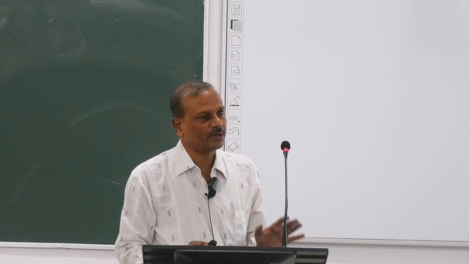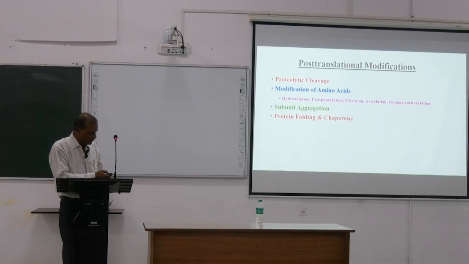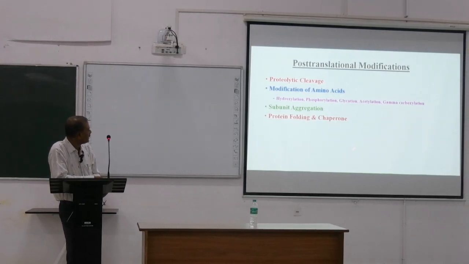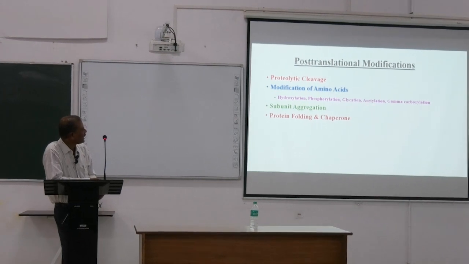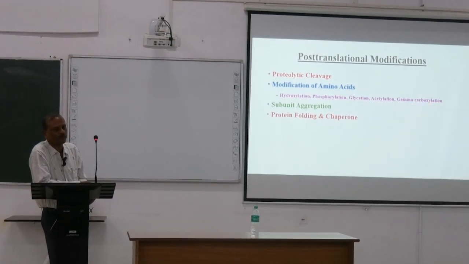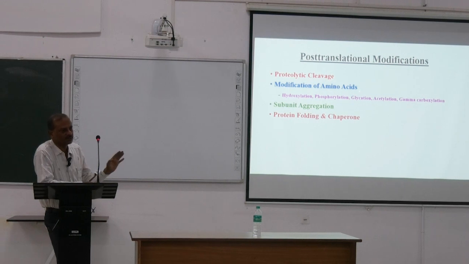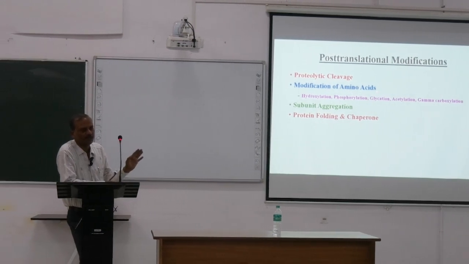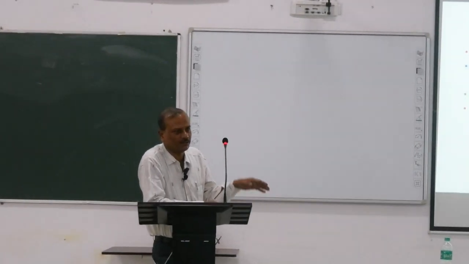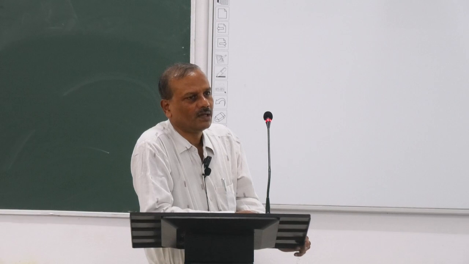And the modification of amino acids is done by five processes. This you must remember: hydroxylation, phosphorylation, glycosylation, acetylation, and gamma carboxylation. These 5 points you must tell, the modifications of amino acids that are made. That is important. At least these 5 points you must tell, because there are other points which I will tell, and you will see the magnitude of the modifications, but at least for your level this much is sufficient.